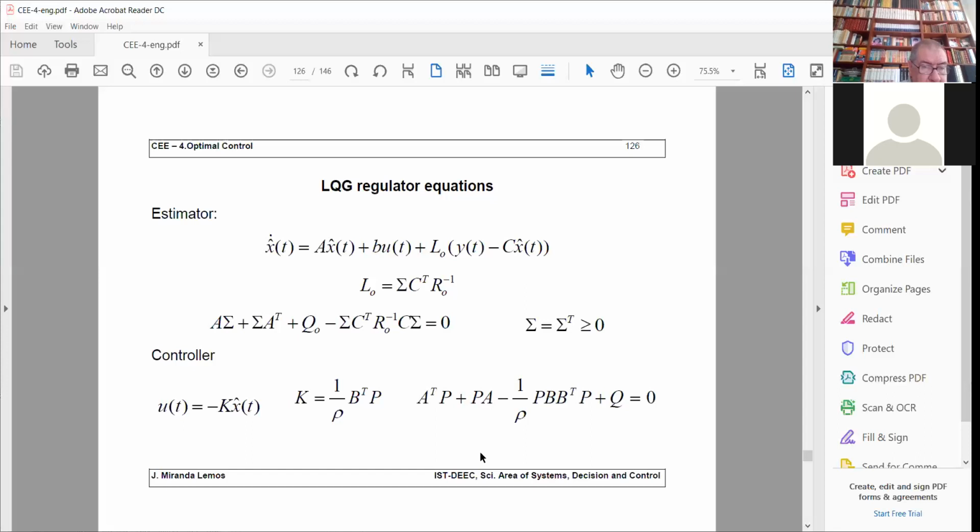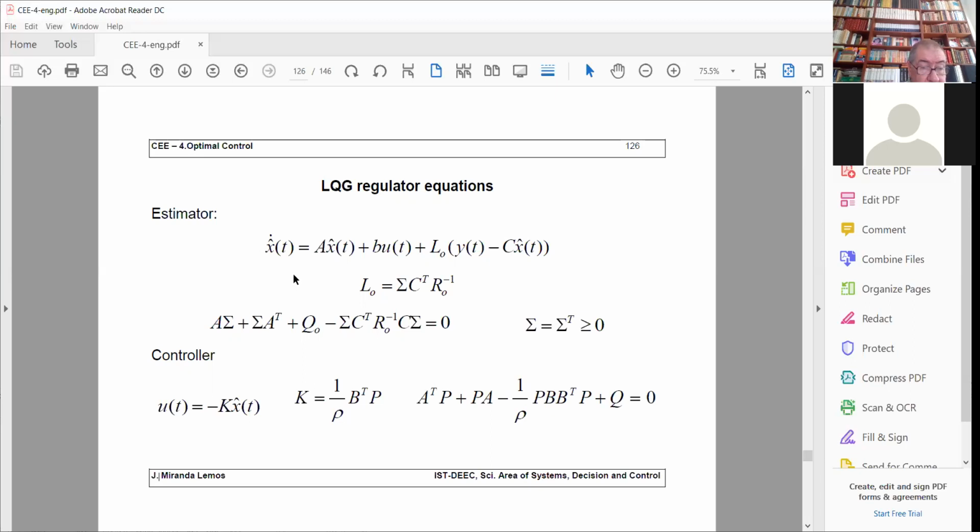This is the so-called LQG regulator equations. You estimate the state with the Kalman filter. And then you have similar equations for the controller, which are just the LQ equations to compute the gain. But now instead of feeding back x, you feed back the estimate of x. That's the linear quadratic Gaussian regulator equations.